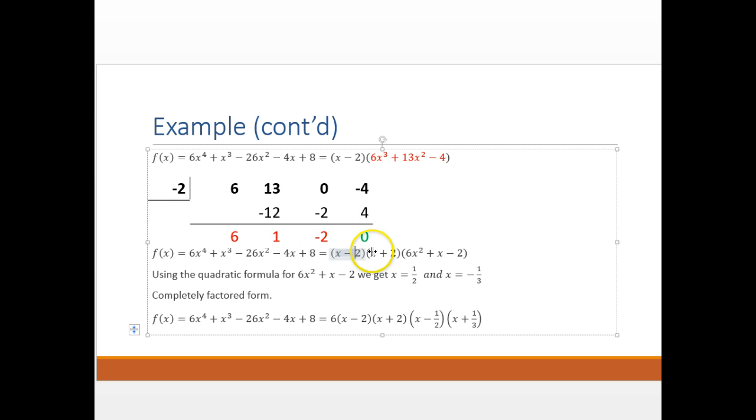So this whole function now becomes x minus 2 times x plus 2 times 6x squared plus x minus 2. This we can plug into our quadratic, which you should be able to master by now. And we get x is 1/2 and x is negative 1/3. So these are our factors: x minus 2, x plus 2, x minus 1/2, x plus 1/3, and we already know our leading coefficient is 6. So we should be able to factor any polynomial that can be factored over the set of rational numbers.